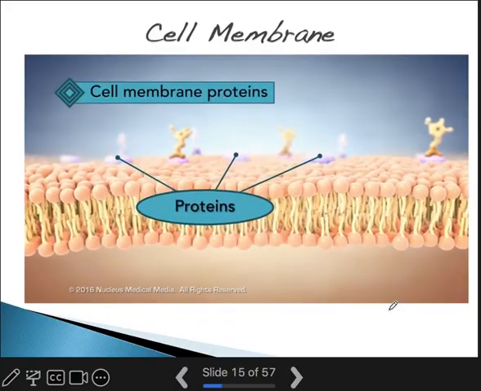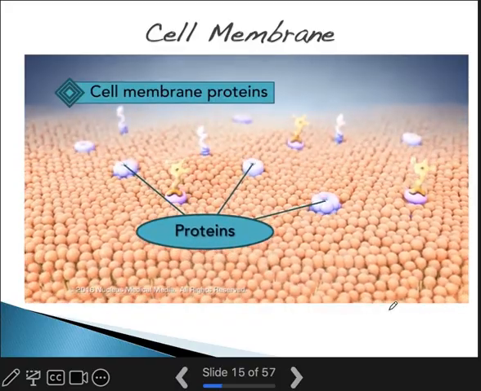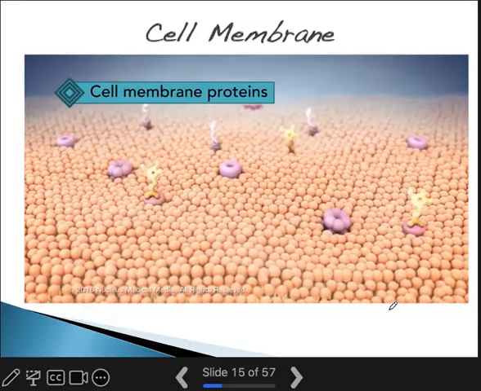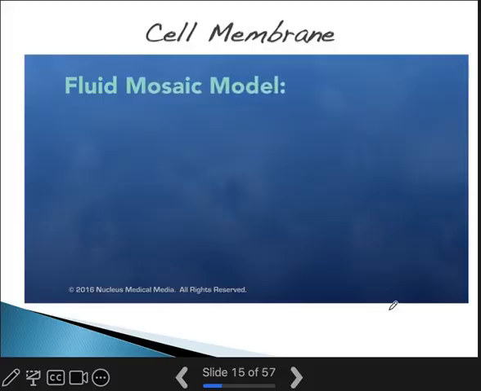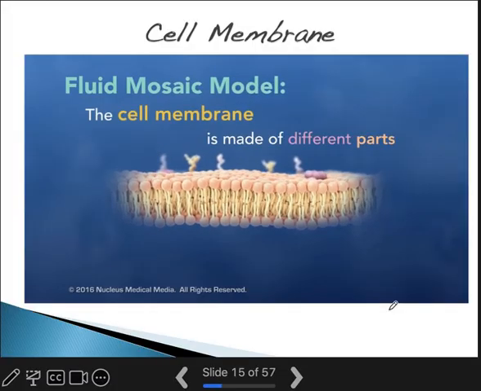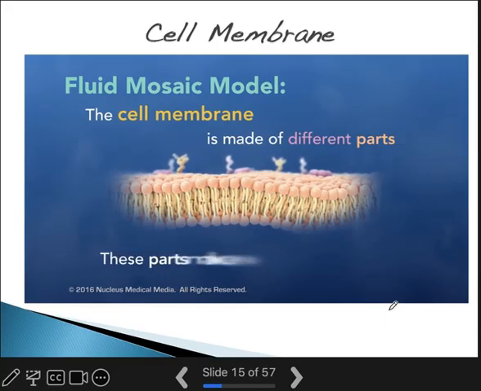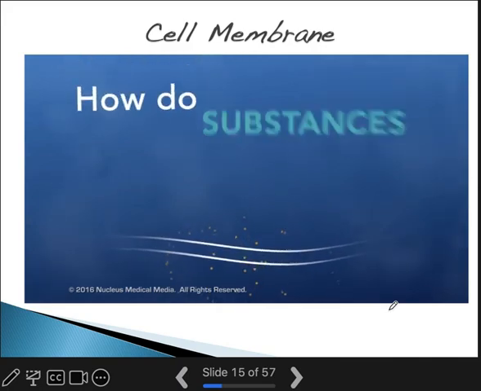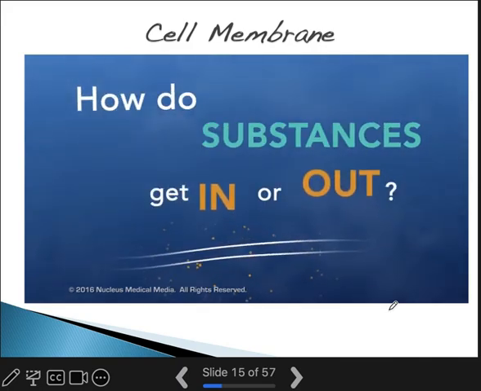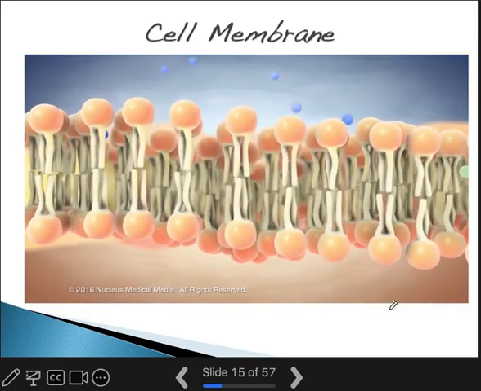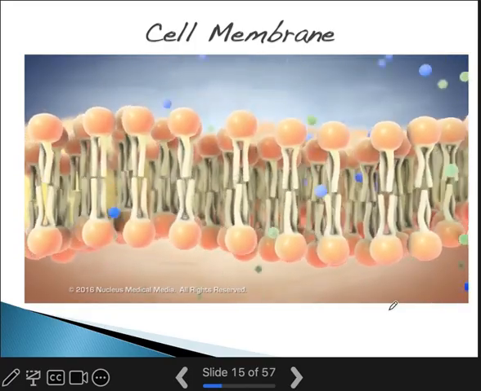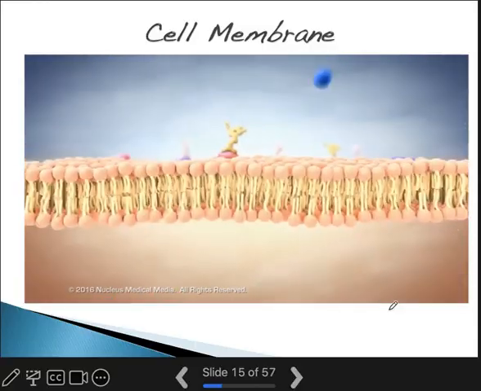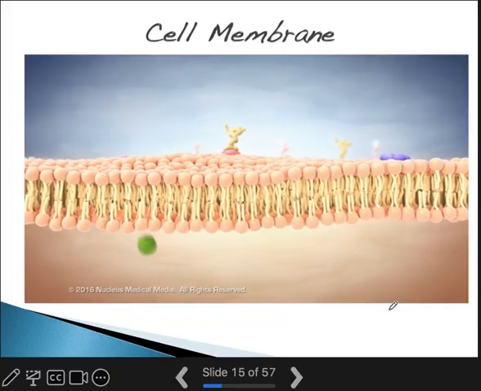There are also scattered proteins embedded in the phospholipid layers, some with carbohydrates attached. So, in the fluid mosaic model, the cell membrane is made up of different parts, and these parts make up a flexible boundary around the cell. But how do the majority of substances get in or out of the cell? Some molecules seep through the little spaces in between the phospholipids, which make up the majority of the semi-permeable cell membrane. However, other molecules are too big to fit through the cell membrane this way.